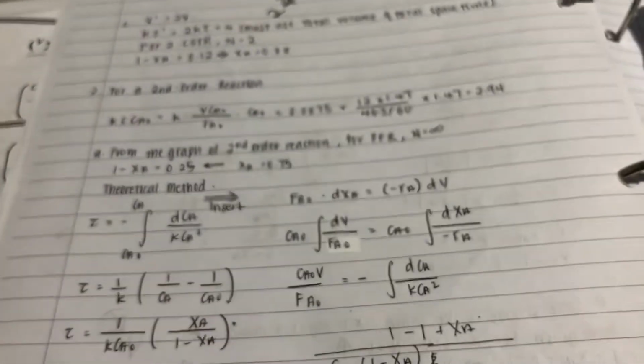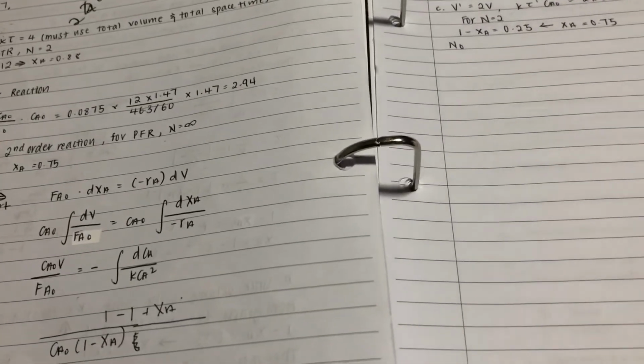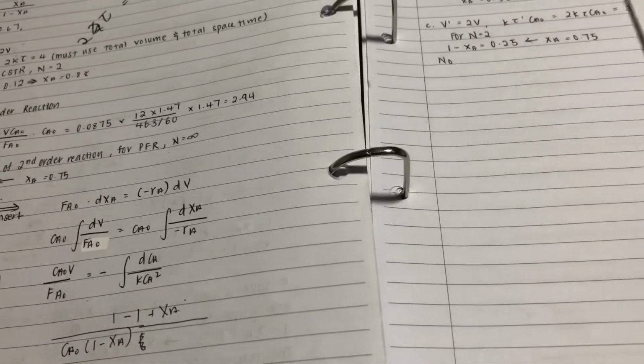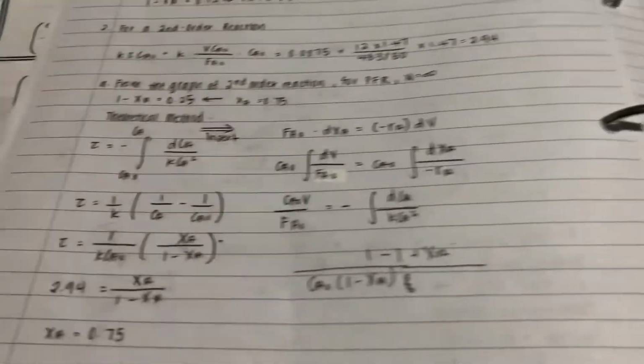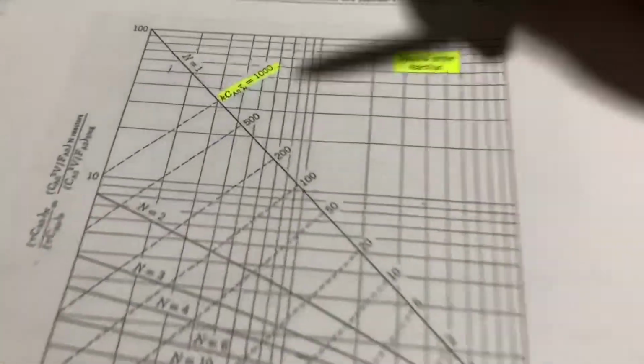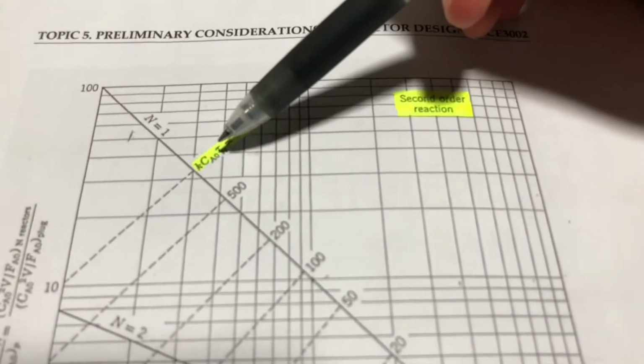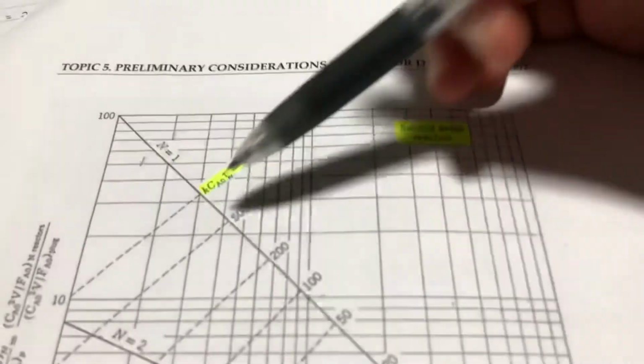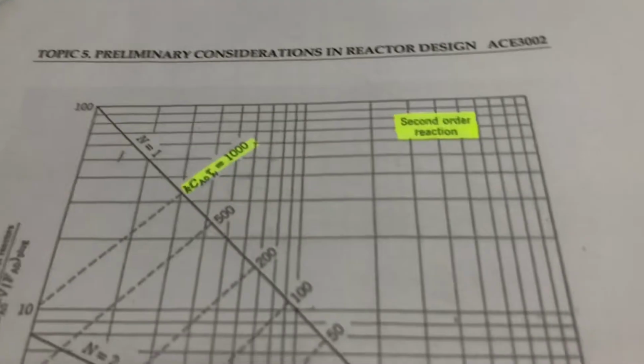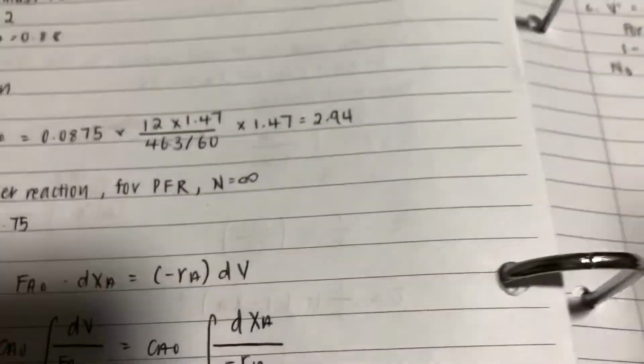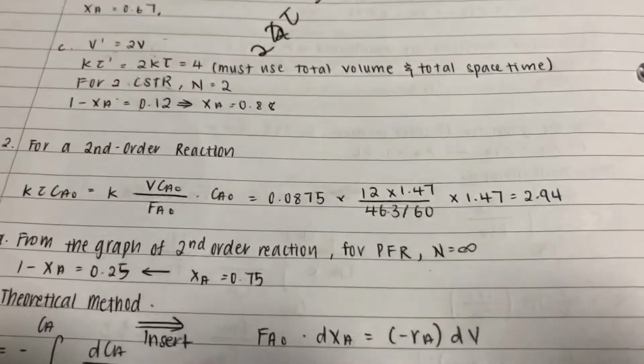Okay. For second order, basically you use the second order one. Only take note that for second order, it will no longer be K tau. I don't know where my graph went. Oh wait, it's here. So take note that for second order it is now K CA naught tau. It's no longer just K tau. It's K CA naught tau. Okay, but everything else is the same.